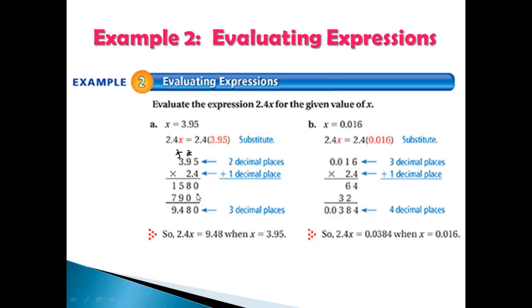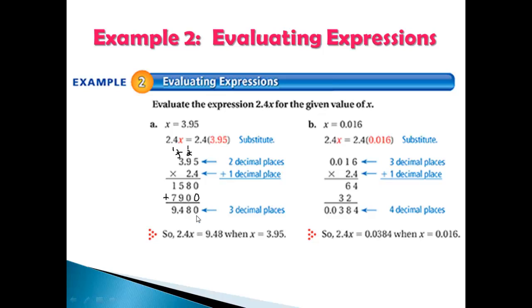We can start our second row with a 0 to hold the place. And then we multiply 2 times 5 is 10, so we write our 0 and carry our 1. And then 2 times 9 is 18, plus 1 is 19. Write our 9 and carry our 1. And then 2 times 3 is 6, plus 1 is 7. Now we're going to add our 2 rows.